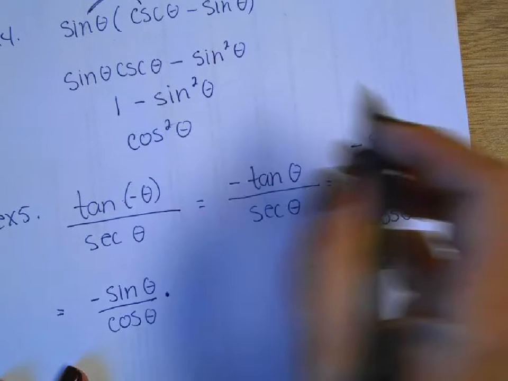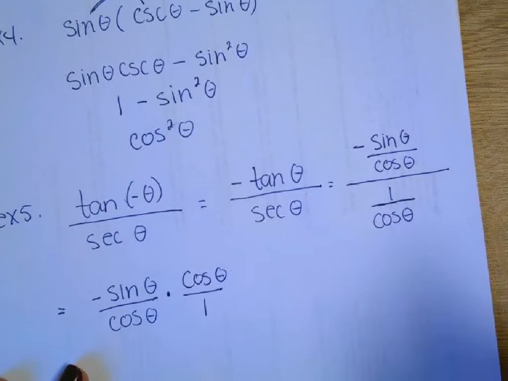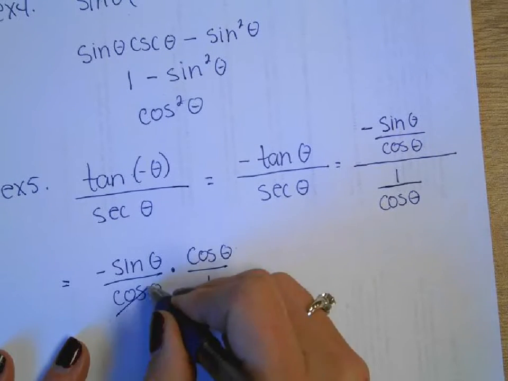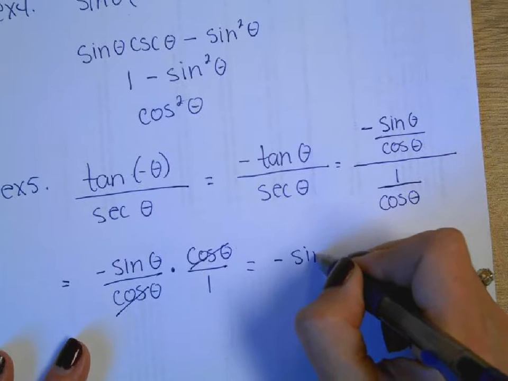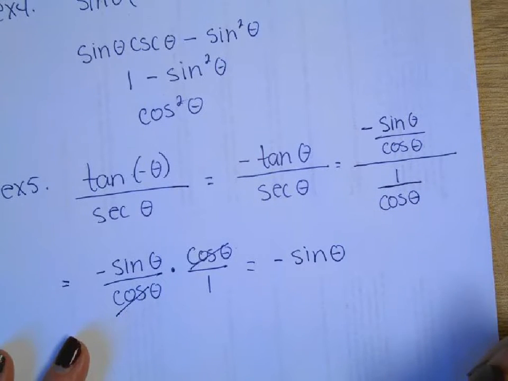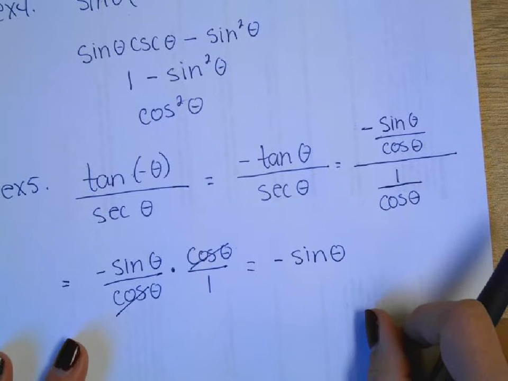Multiply by the reciprocal of the bottom. And cross out the cosines, and then we have negative sine. Negative sine is as simplified as I can get this thing down to. So if it comes out negative, there's nothing you can do? Well, there's only one term there. Not much I can do with one term.